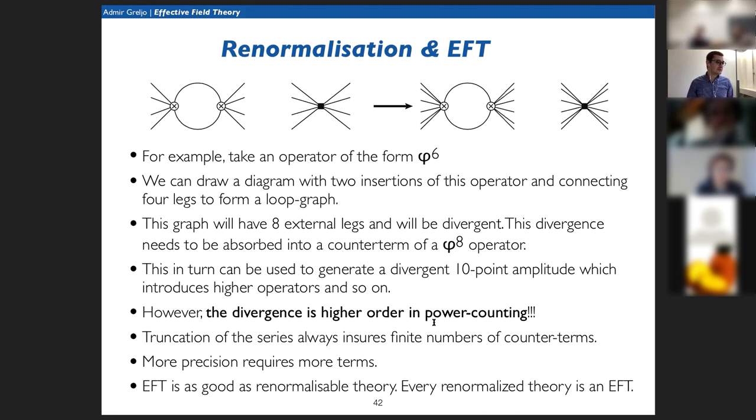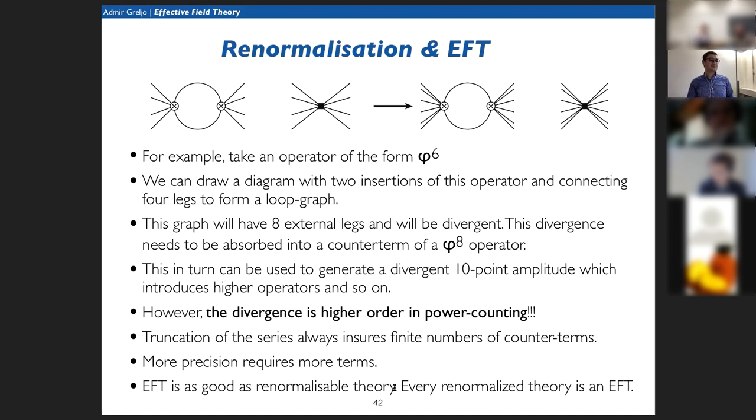This is neglected because you are truncating your series at that level. For example, this is not enough to match the precision of your experiment. Maybe your experiment is very, very precise. Then you go to dimension eight and include all dimension eight terms, but it is a really consistent procedure. You have more couplings to fit from data, but it's a finite number. It's always a finite number. That's the point. When you decide on the precision you want to achieve, there is always a finite number of terms you need to take into consideration.